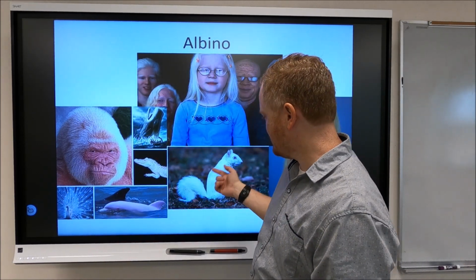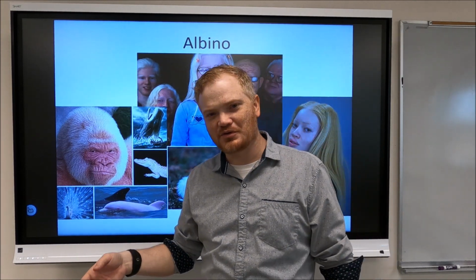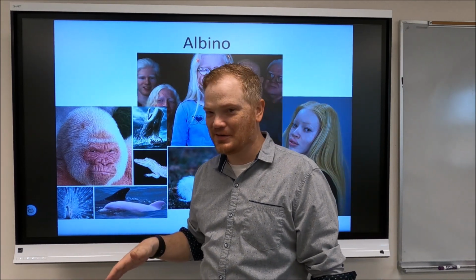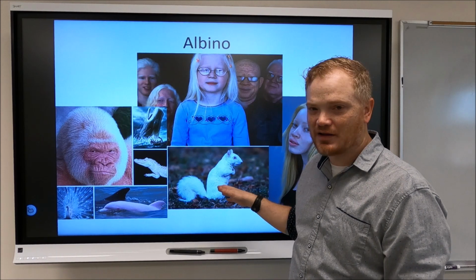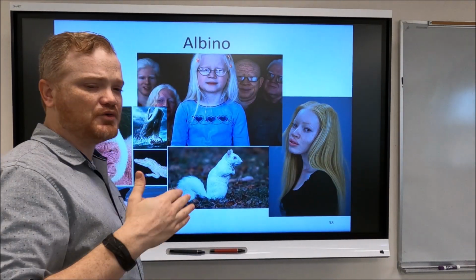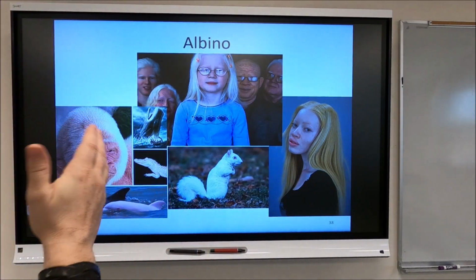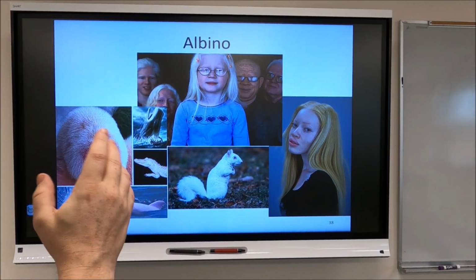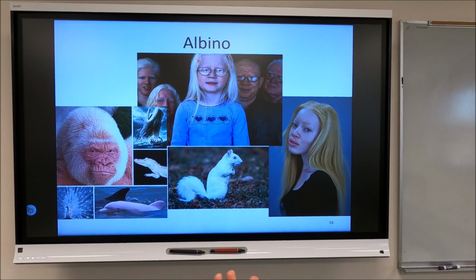You can imagine that this squirrel here is not long for this world because a hawk's going to tear it to shreds given the opportunity because it lacks camouflage. But for us, it's not so much of an issue. I will say, however, that people who are albino tend to suffer with eye issues.